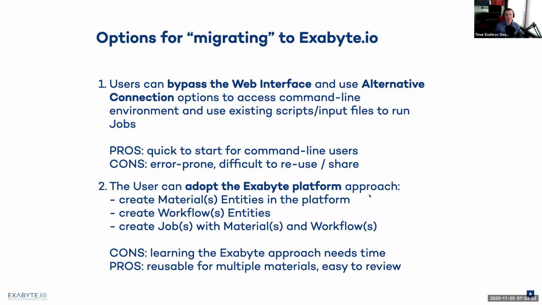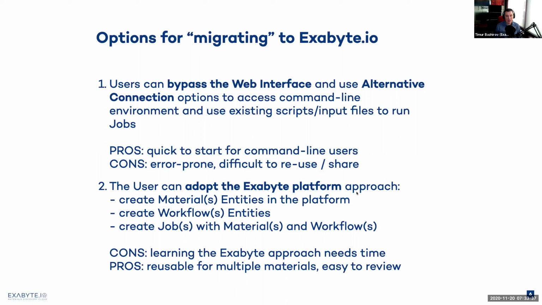There are two basic options for migrating to the platform. Option number one is to bypass the web interface and use alternative connection methods to access the command line environment. And then inside this command line environment, we could use existing input files for Quantum Espresso, VASP, and such, and collaborate through the file system. The good part about this is it's quick to start with, and it's familiar to many, but it is also error-prone, and it's difficult to reuse.